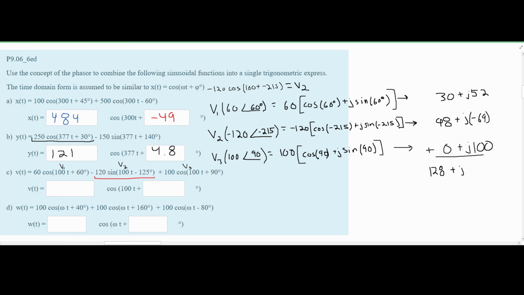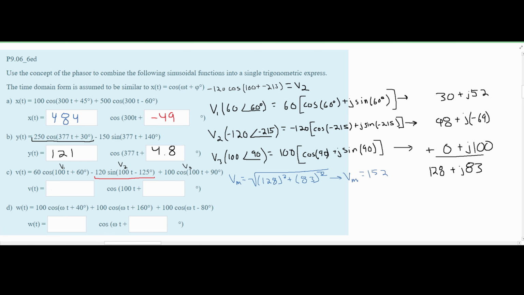And then this part we're going to add our 52 plus our negative 69 plus our 100. And this is going to give us 83 approximately again. Now for here, we've added everything together. Now we just need to find our Vmax and our theta. So our Vmax we know is going to be the square root of the first part, which is 128 squared, plus the square of our second part, which is 83. And from this, we're going to get approximately 152.